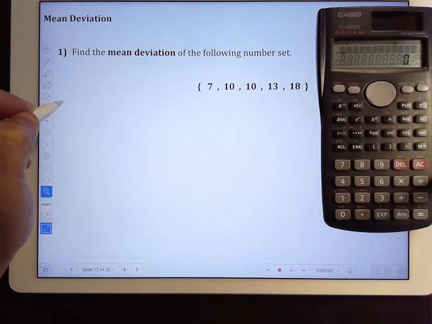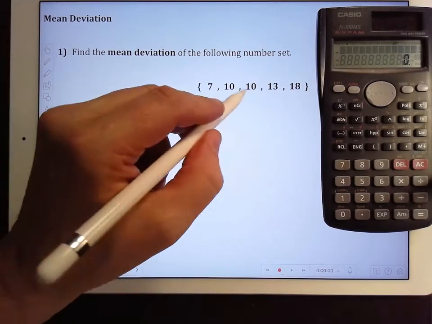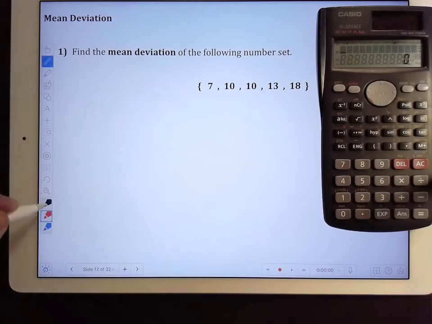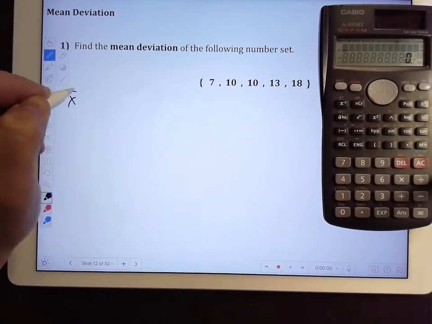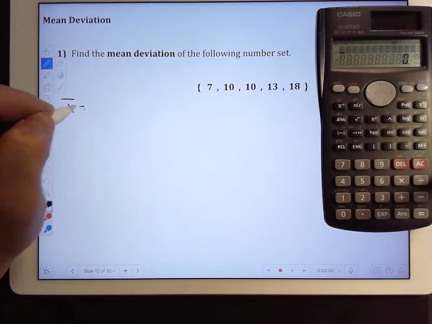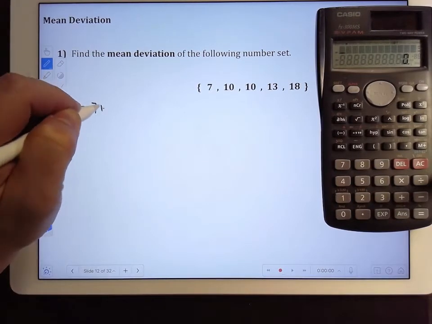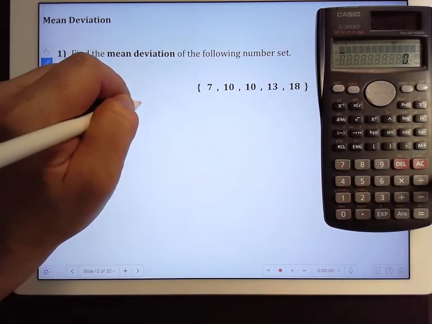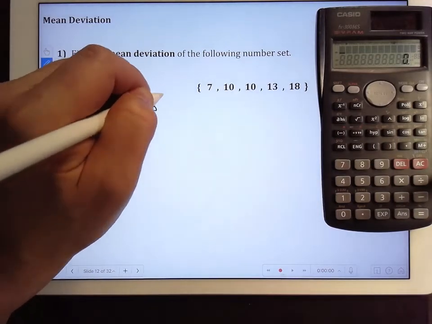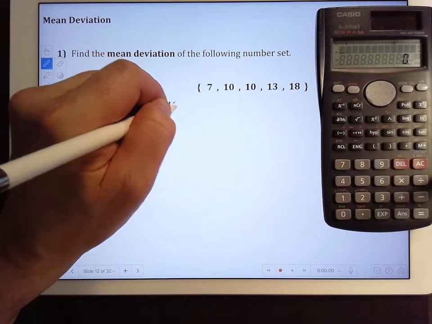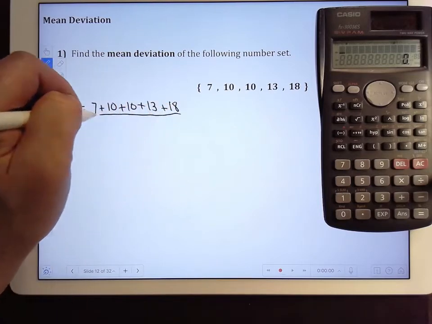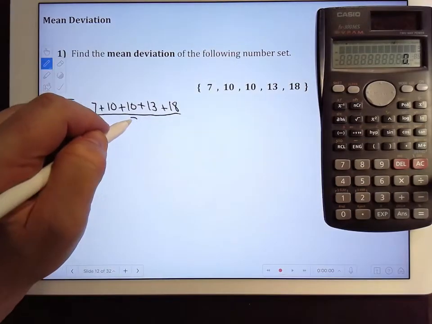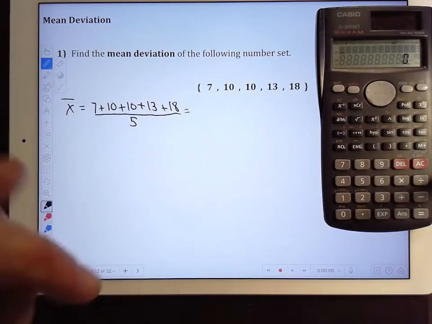So the first step is really simple. It's just go ahead and get the average of that distribution. So to do that, we're just going to say that bar x, or the average of x, will be equal to 7 plus 10 plus 10 more plus 13 plus 18. And then I will divide that by the number of elements in the set, 1, 2, 3, 4, 5. And that will give me the average that I'm going to be working with.